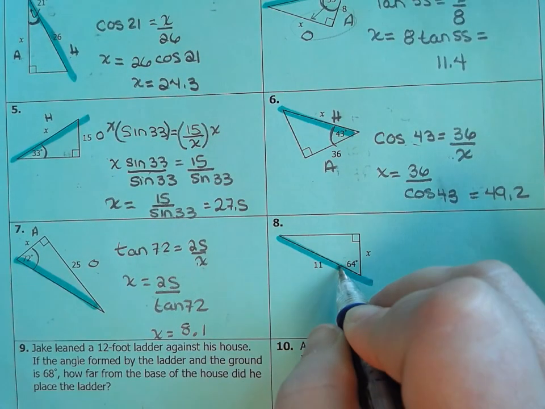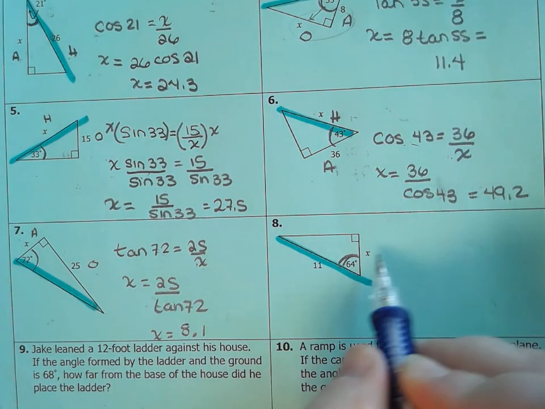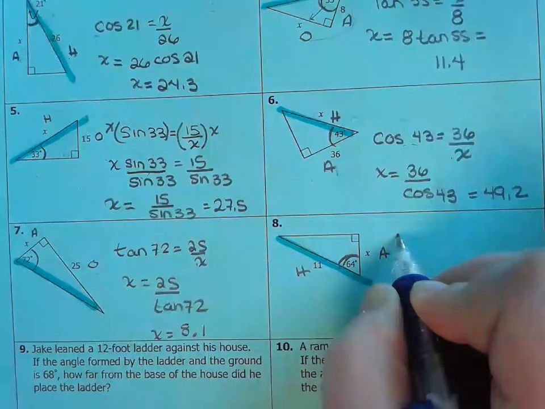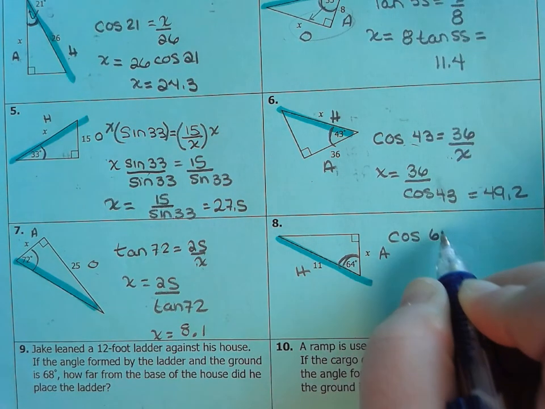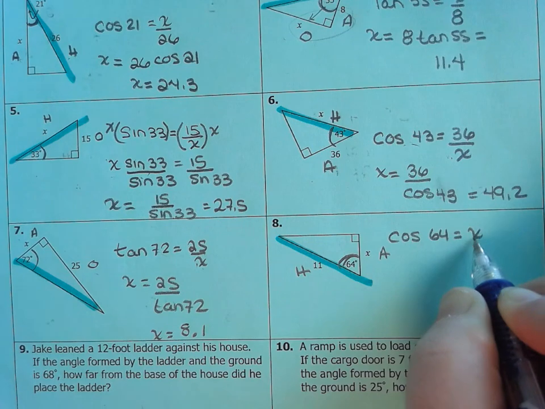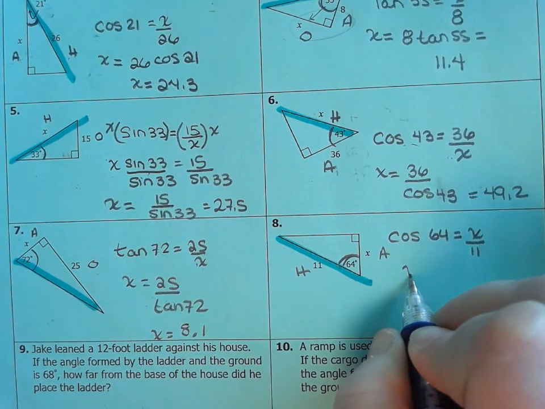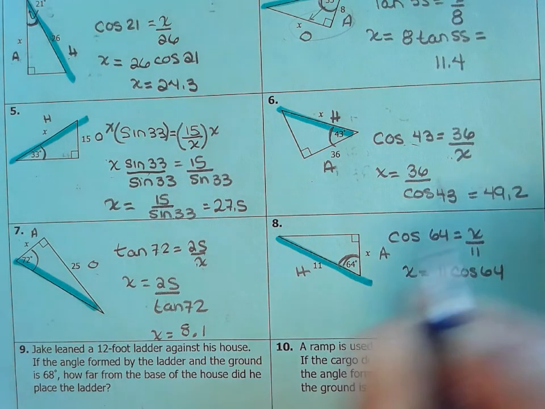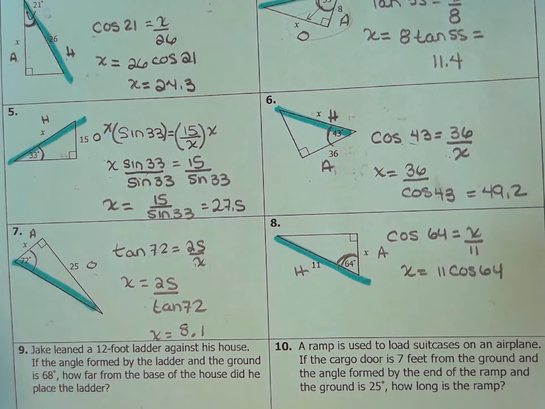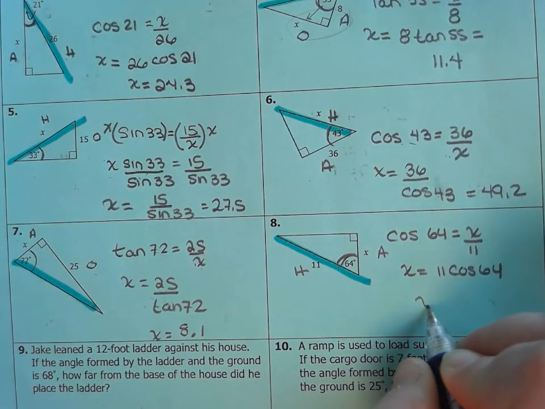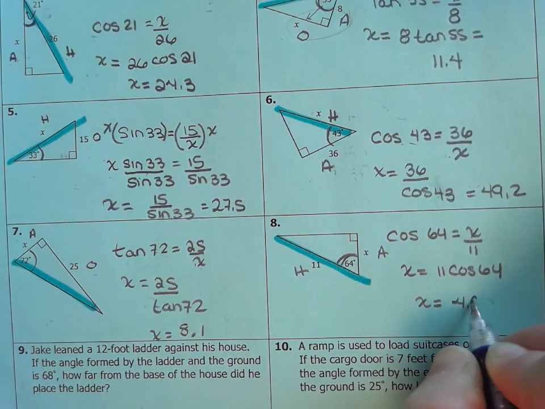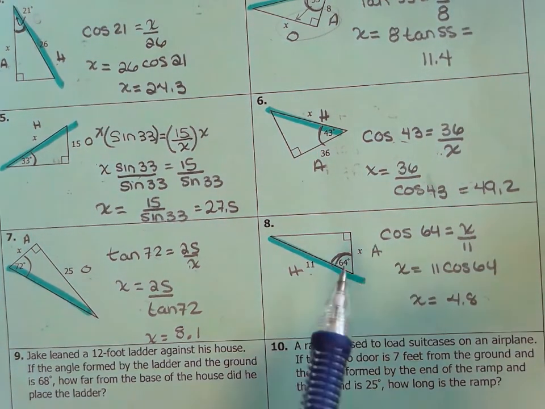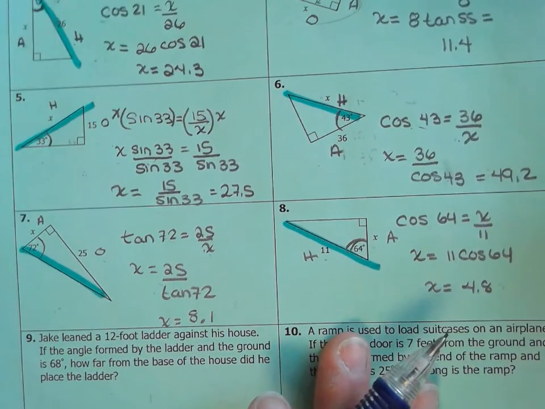So this is adjacent over hypotenuse. That's cosine. So the cosine of 64 degrees is equal to x over 11. x is equal to 11 times the cosine of 64. So x is equal to 4.8, which makes sense because the longest side is 11, right? So these two have to be shorter than that. So I want to make sure you guys use your reasoning for that.